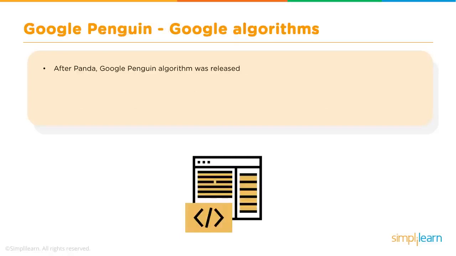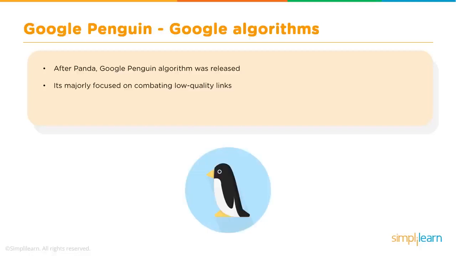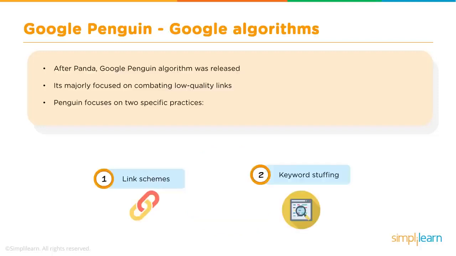So Penguin was released after Panda. And what that focused in on was low quality links. So remember, we talked about link building. We talked about quality links over quantity. So naturally, you're going to have links from all websites, whether they be high quality or low quality. The whole idea behind this algorithm is to sever the links that are low quality. And so the idea behind that was they focused on two areas. They focused in on link schemes and keyword stuffing. So that's what Penguin focused on.